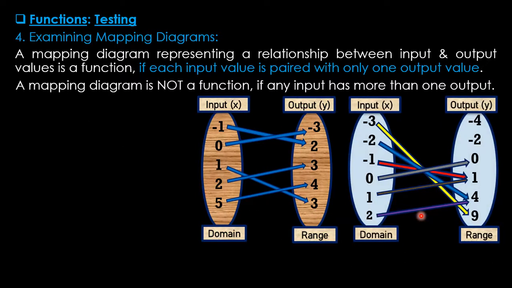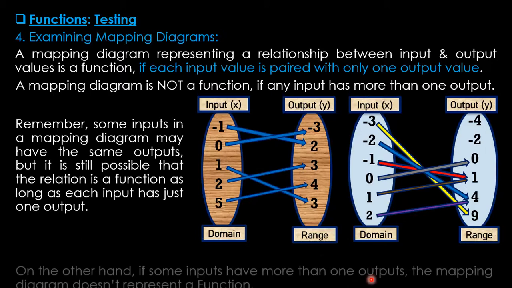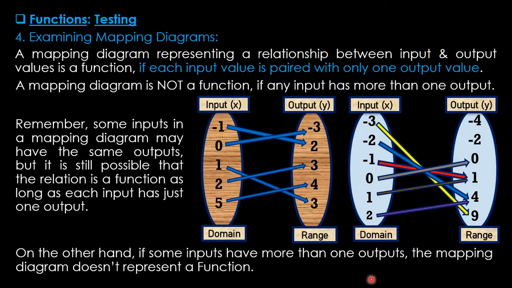Same here, although some of the y values are paired to more than one x value. For example, 4 is paired with -2 and 2, 1 is paired with -1 and 1. So although some y values are paired with more than one x value, still it is a function. Remember, some inputs in a mapping diagram may have the same outputs, but it is still possible that the relation is a function as long as each input has just one output. On the other hand, if some inputs have more than one output, the mapping diagram does not represent a function.